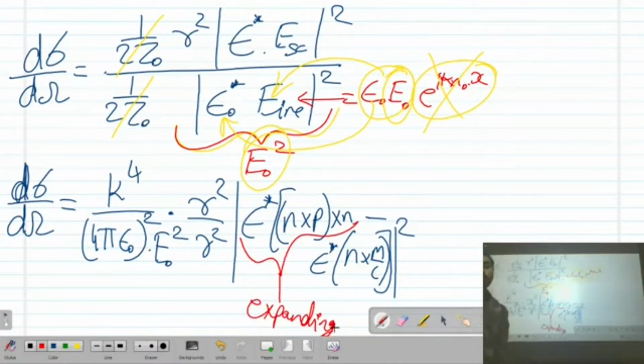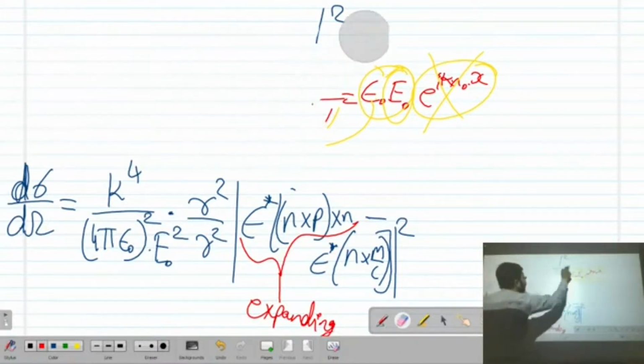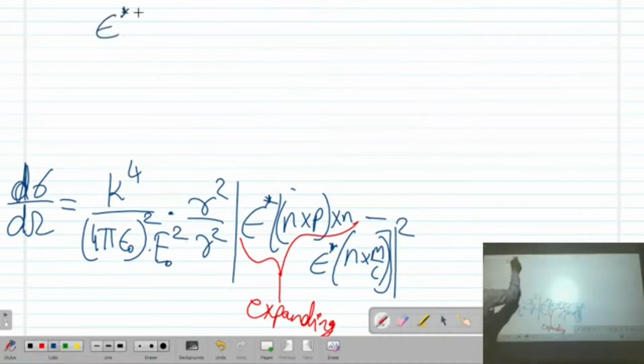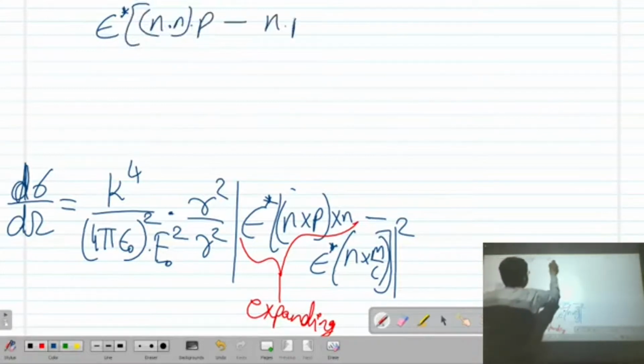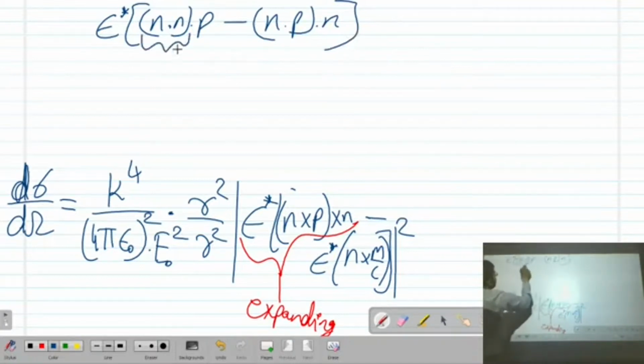We will try to expand this part, and what we are going to have is the conjugate of psi n dot n, p minus n dot p dot n. Where this will be 1, this will be 1. We are expanding this part. Remember, we are expanding this part.